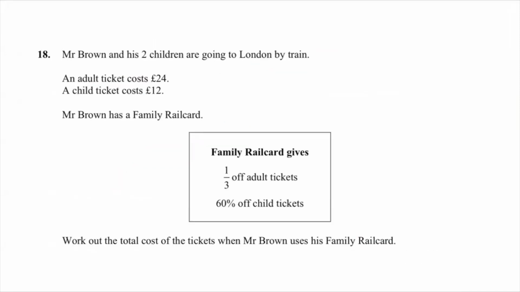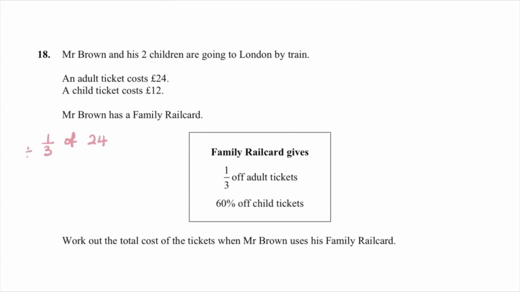Okay, Mr. Brown and his 2 children are going to London. We've got the cost of their tickets, and we're also being given this information in the box, which is giving us some money off. So we need to work out what a third of 24 is. We need to know how much that is so that we can take it off the ticket price.